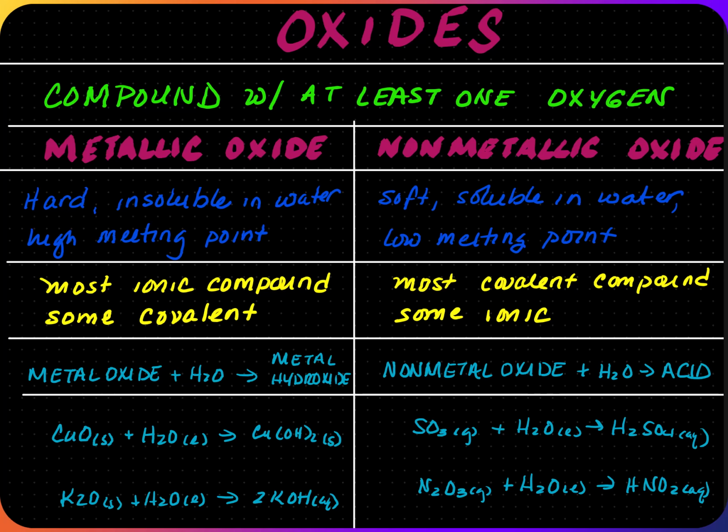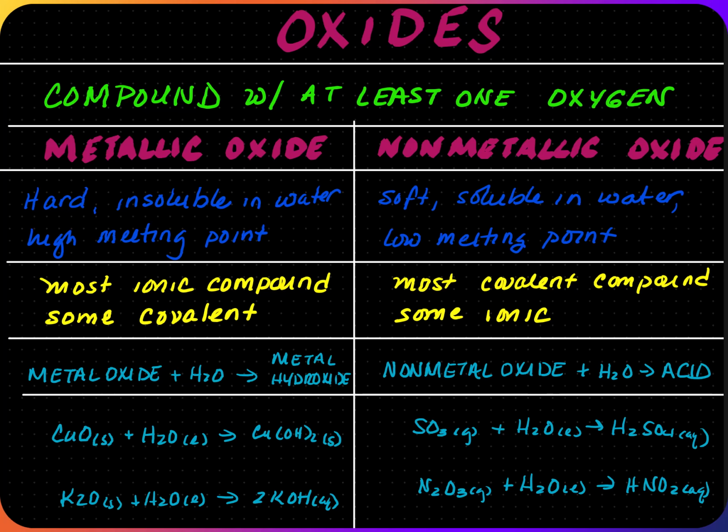The general format for metallic oxide is metallic oxide plus water will yield a metal hydroxide. The examples below: copper oxide plus water yields copper 2 hydroxide. Potassium oxide plus water will yield potassium hydroxide.